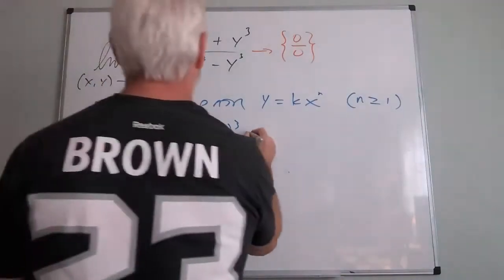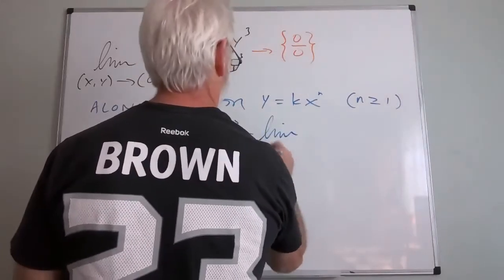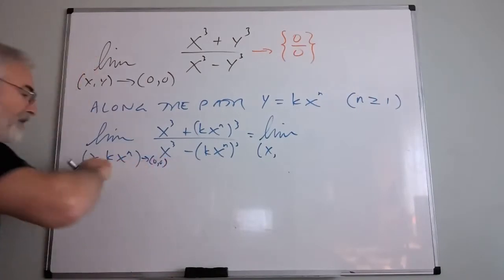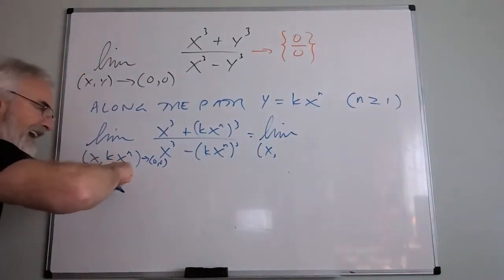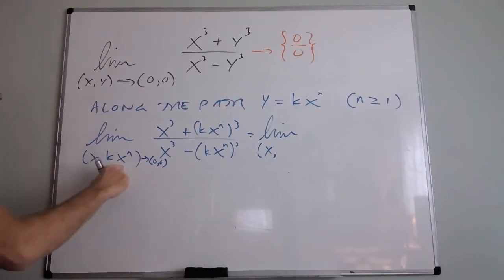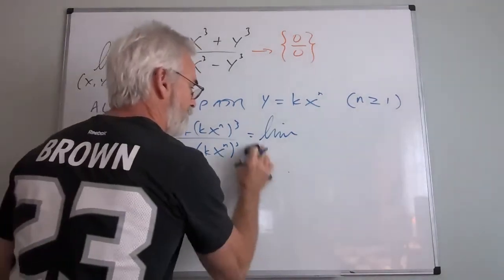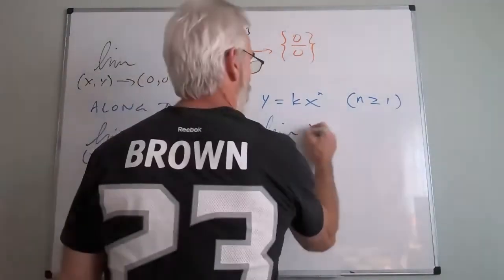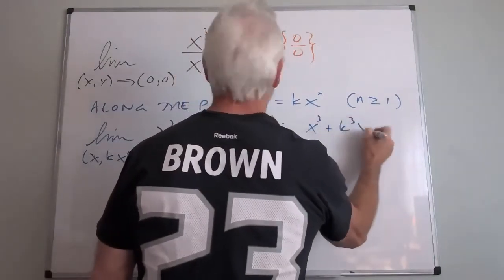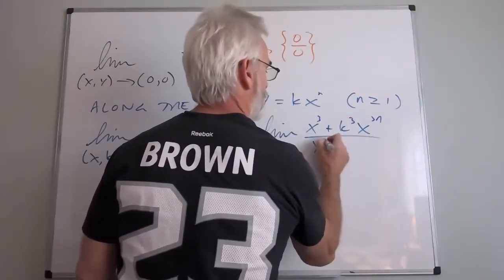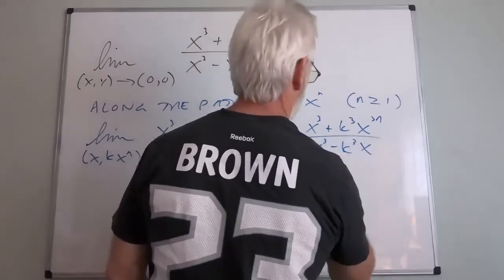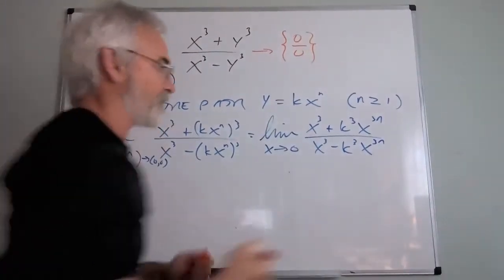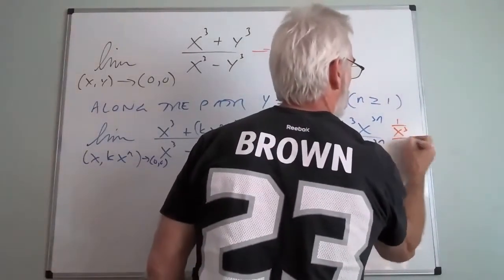So let me go ahead and expand this first. Oh, 0, 0. Now, if x is approaching 0, you will notice that kx to the n will also be approaching 0 because x is approaching 0. So this would be the equivalent of me just saying x is approaching 0, because now I only have the one variable of x cubed plus k cubed x to the 3n over x cubed minus k cubed x to the 3n. I can factor and cancel, or to make it easier, I can just multiply top and bottom. That's faster.